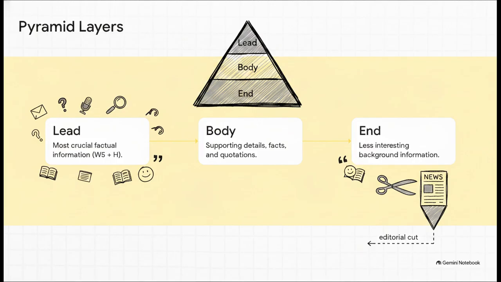Finally, the pyramid tapers all the way off at the end with the least essential, kind of less interesting background details. And there's a practical reason for this. If a newspaper editor needs to cut an article to make it fit into a tight space on a page, they always chop from the bottom up. This structure guarantees the most critical information survives the cut.